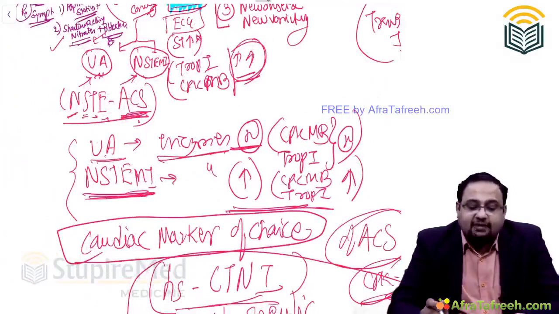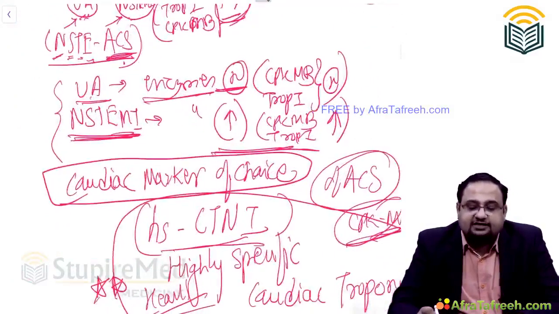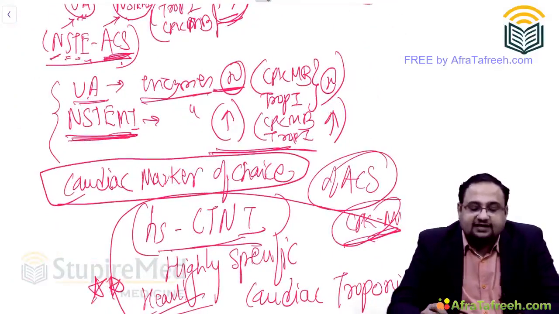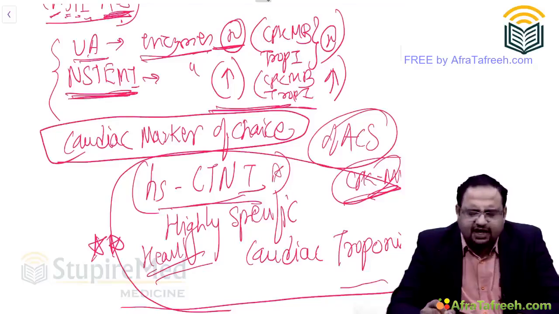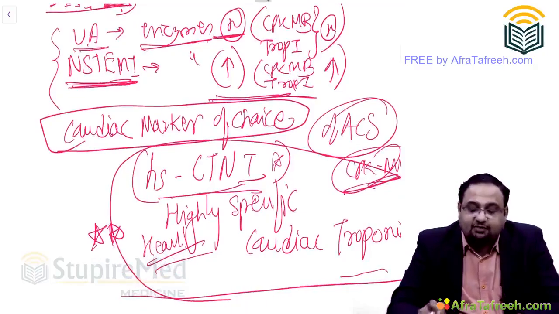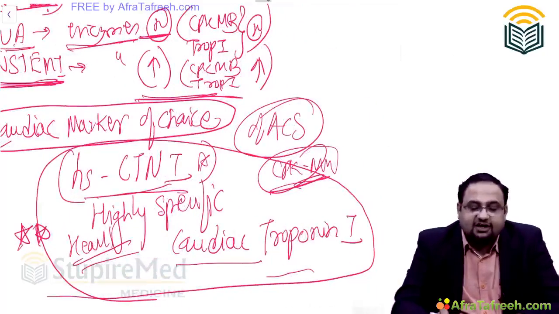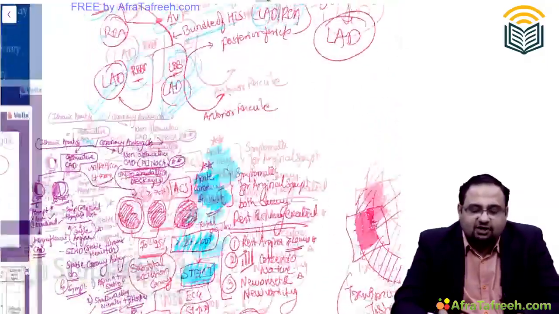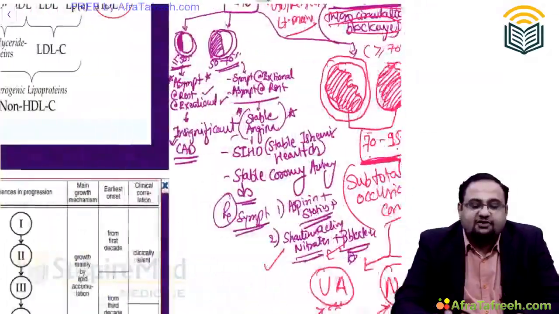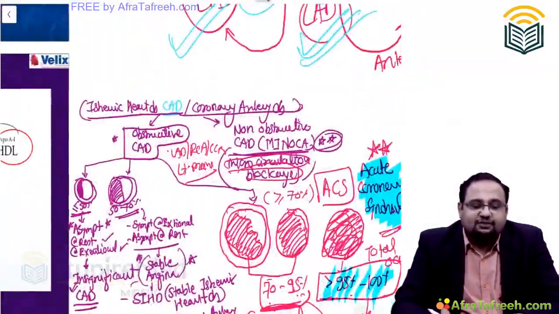Remember, the cardiac biomarker of choice for any acute coronary syndrome is none other than high sensitivity cardiac troponin I, that is highly specific cardiac troponin I. This is a very important thing that one should make a note of. Is that clear, friends, everyone? Now let us see this beautiful video.